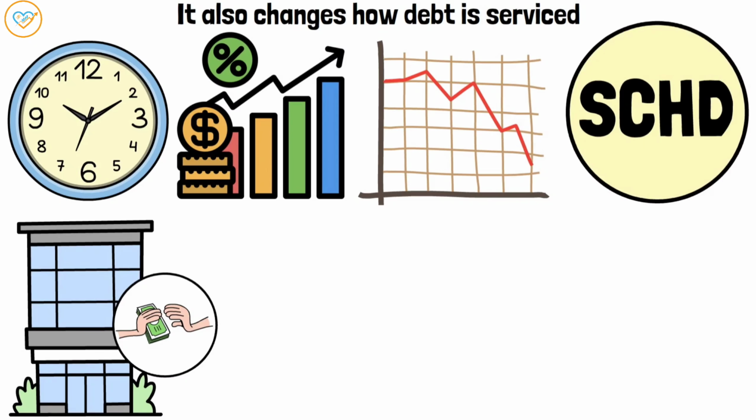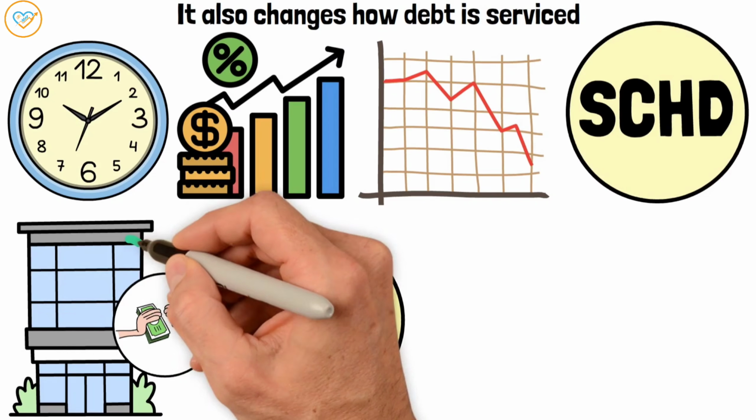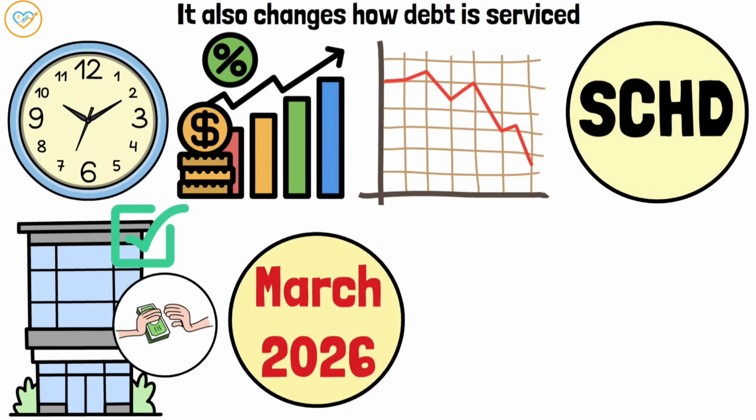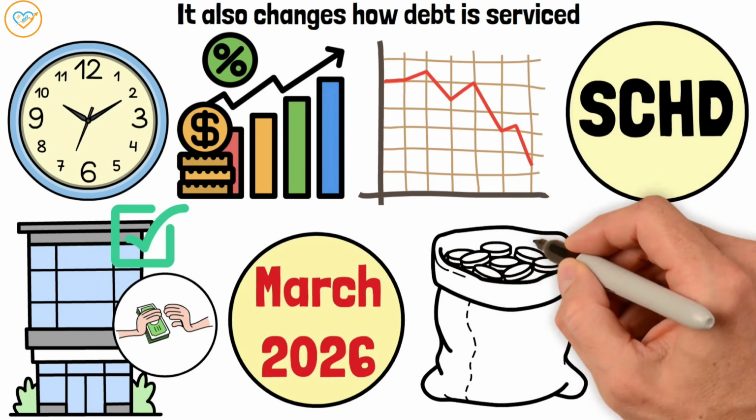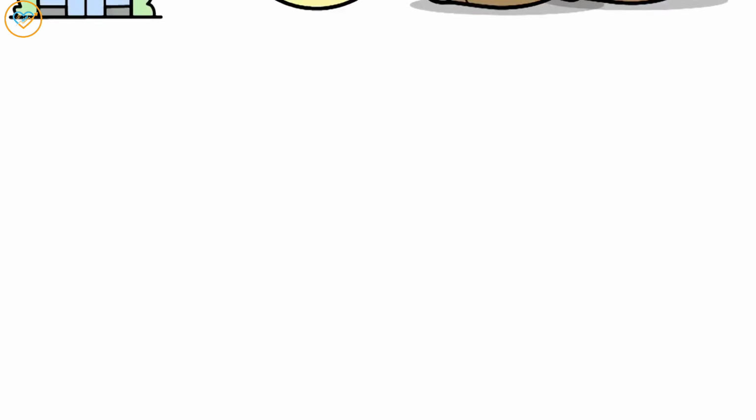SCHD responds directly to that data. By March 2026, companies will have reported updated earnings. Balance sheets will reflect a full year of adjustment. Dividend decisions will already be visible. That makes the ranking process more meaningful.